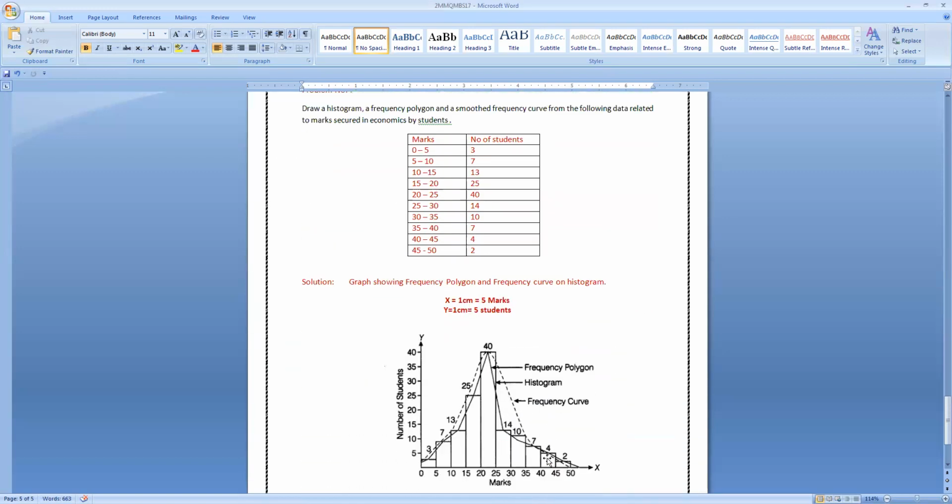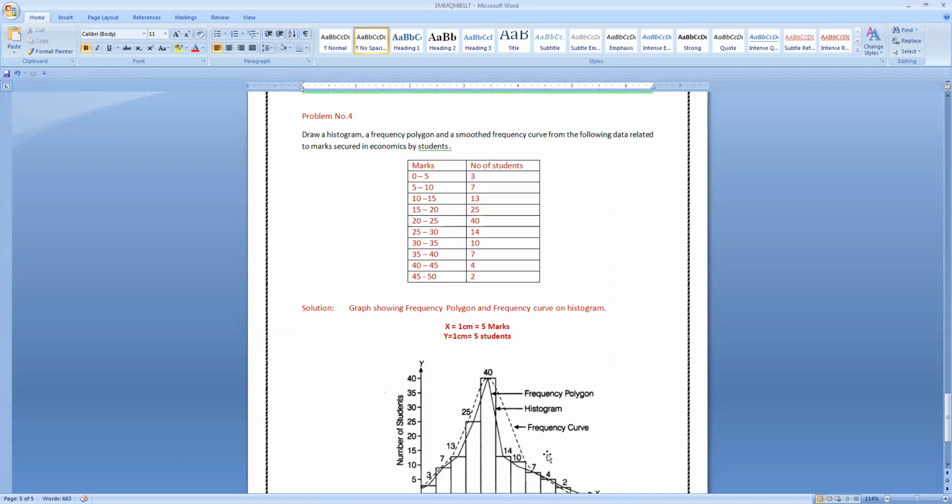In the same manner, one more graph we are going to show where both the frequency polygon as well as the frequency curve can be shown on the histogram. So this is the question given: to construct both the polygon as well as the frequency curve. In one column they have given the marks, in the form of class intervals, and the next one is the number of students. The class intervals are 0 to 5, 5 to 10, 10 to 15, 15 to 20, 20 to 25, 25 to 30, 30 to 35, 35 to 40, 40 to 45, and 45 to 50.